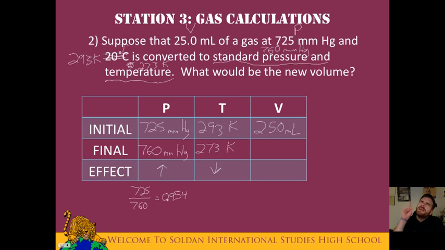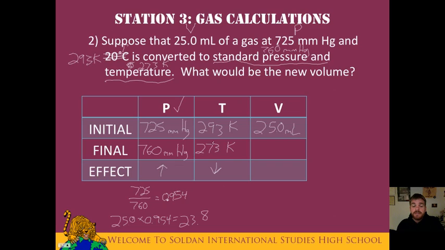Now I think, okay, if pressure goes up, volume will go down because it's an inverse relationship. And so in order to get this value for volume to go down, I'm going to need to multiply by this factor. So 25.0 times 0.954 equals 23.8. Now I know I've done this correctly because I was expecting my volume to go down, and sure enough I've got a decreased value for volume. Now that has accounted for the pressure change.